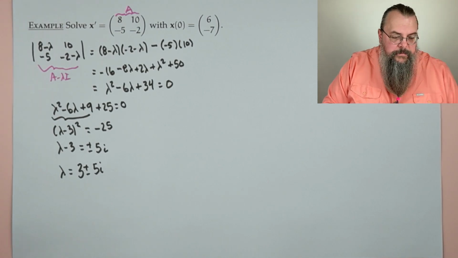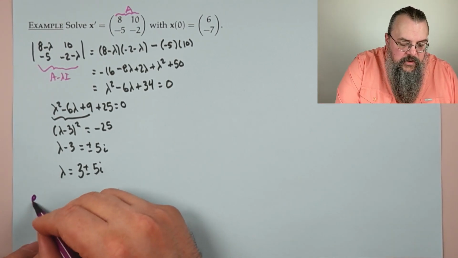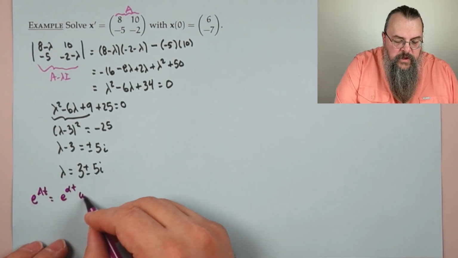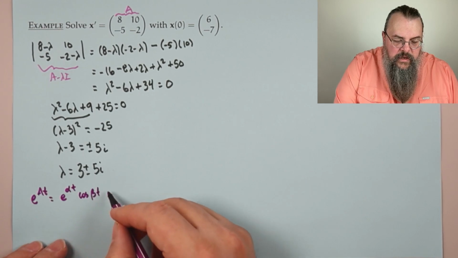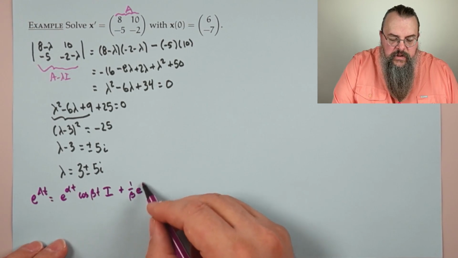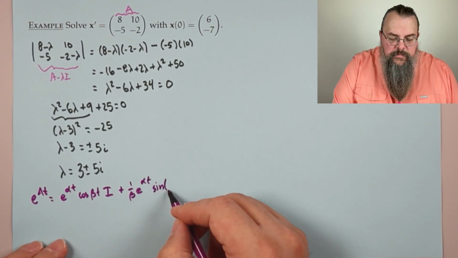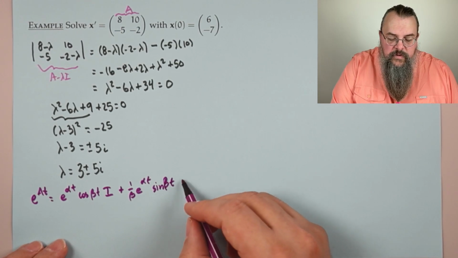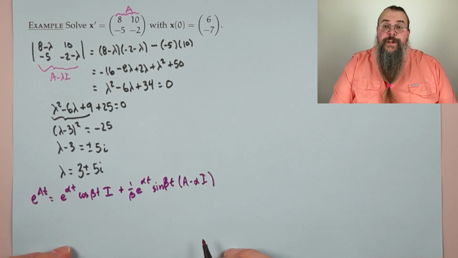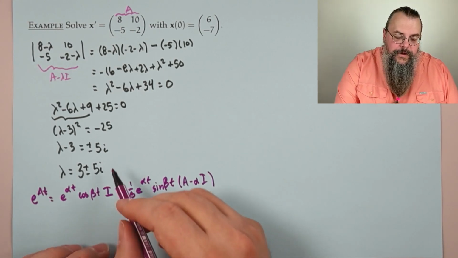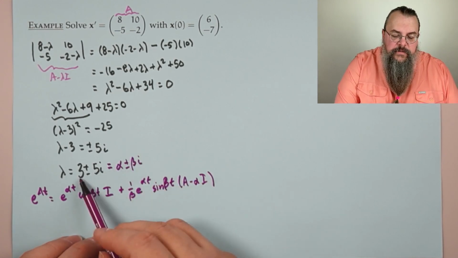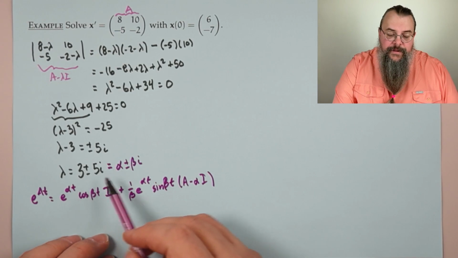So I'm just going to copy that. And let's see, what do we have? We have that e to the At is e to the alpha t cosine of beta t times the identity plus 1 over beta e to the alpha t sine beta t times A minus alpha identity. All right. Now, what do we have? Well, our eigenvalues are alpha plus or minus beta i. So alpha is 3 and beta is 5.